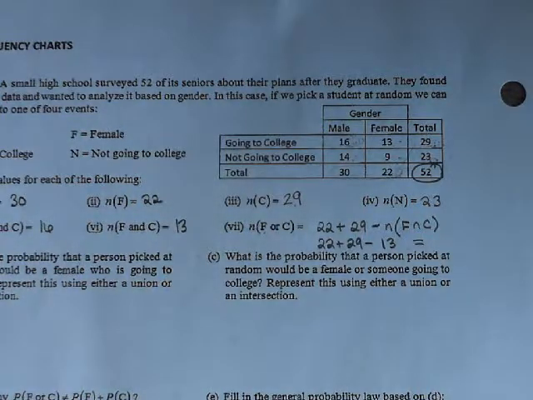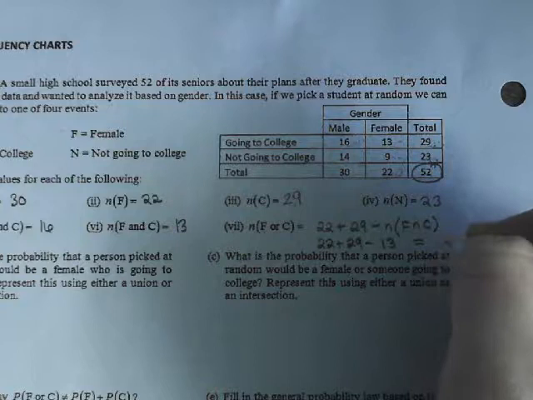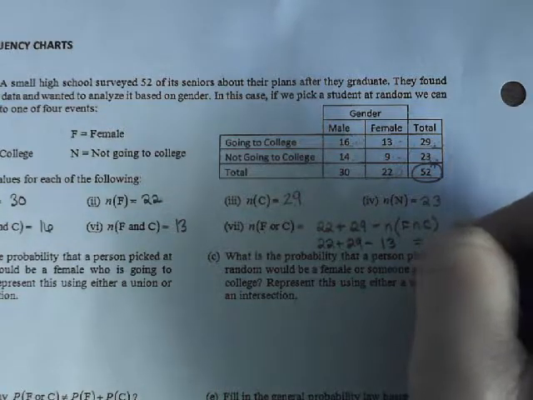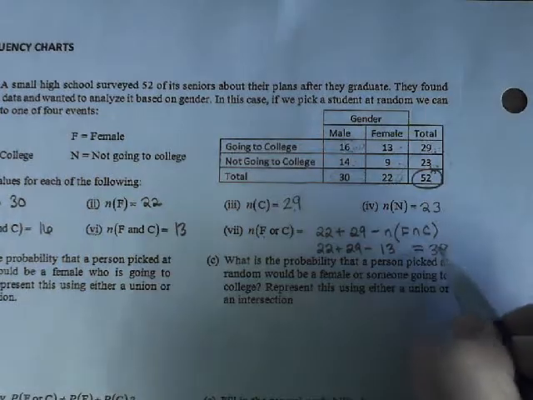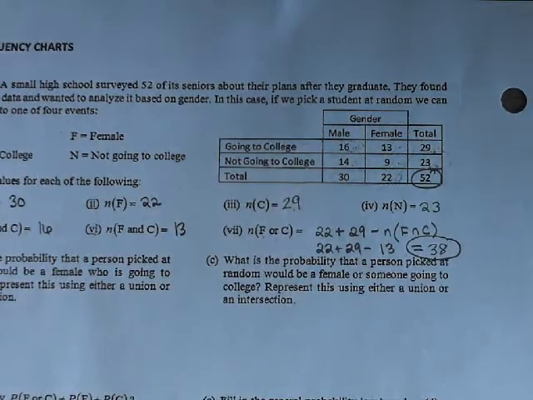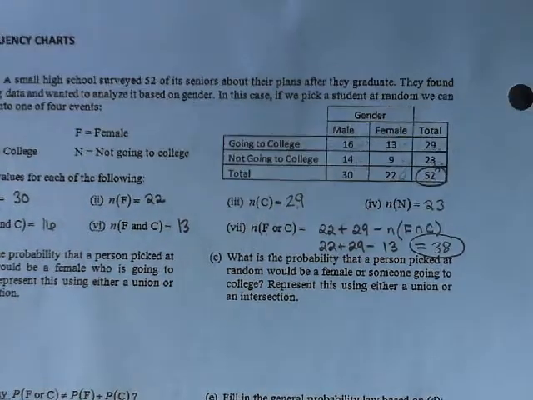22, 32, 42, 52, 51. 51 minus 13, 38. So again, with that "or," we need to be careful of subtracting any double counted people. Okay?